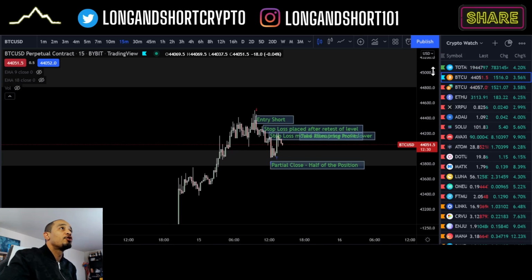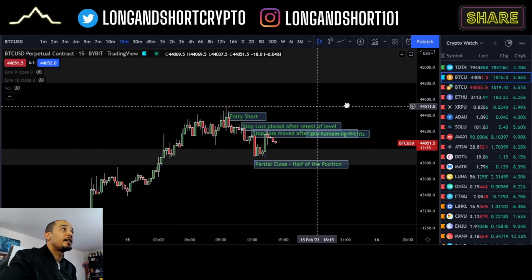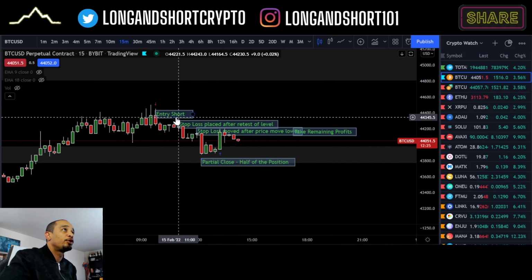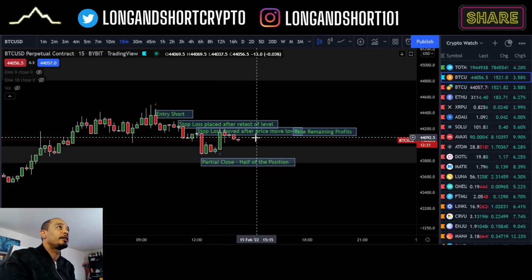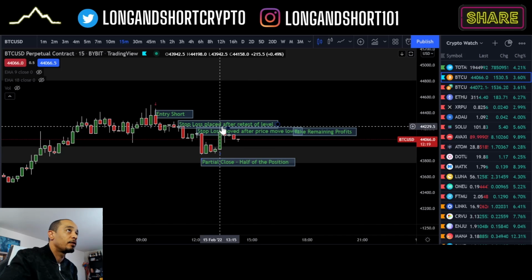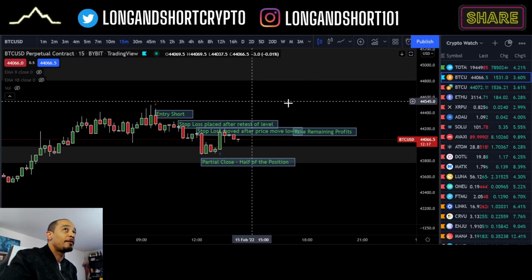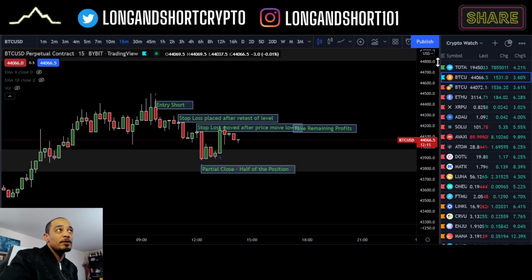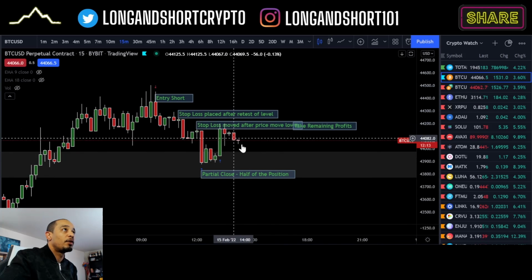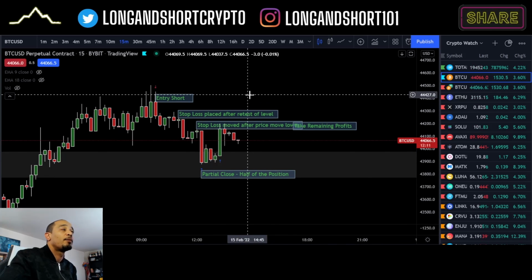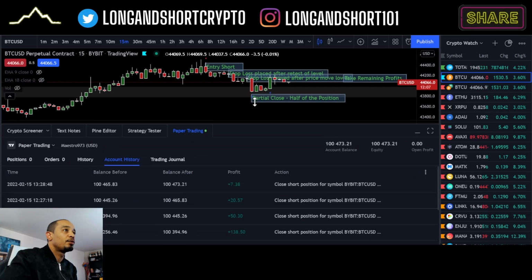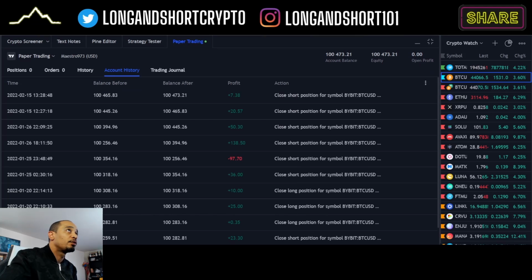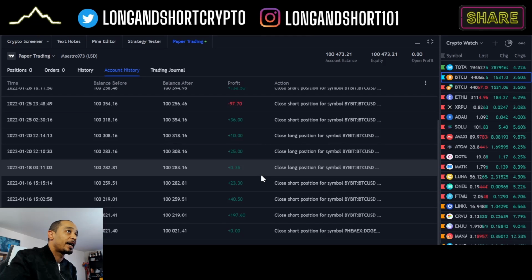All right, so what we want to showcase here is how we were able to enter short, why we got out in the areas that we got out, and how we protected ourselves against this up move here. Okay, now this up move did take us out of the trade, and in a way that was a bit of a mistake because as you can see, price is going back in the direction of the short position that we took. But all in all, this does translate into 2 more wins that we add to our win percentage just for this demo account that we started.